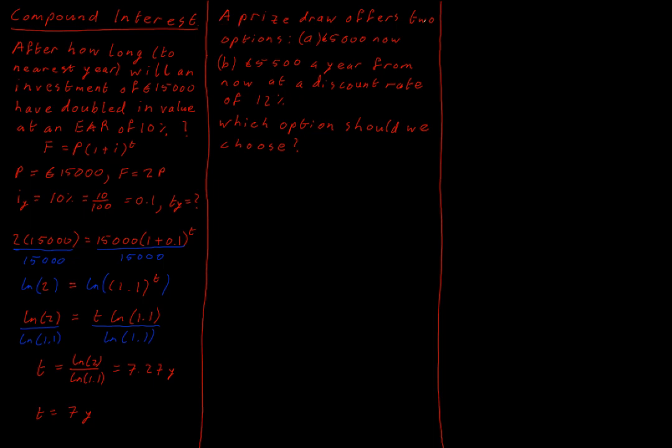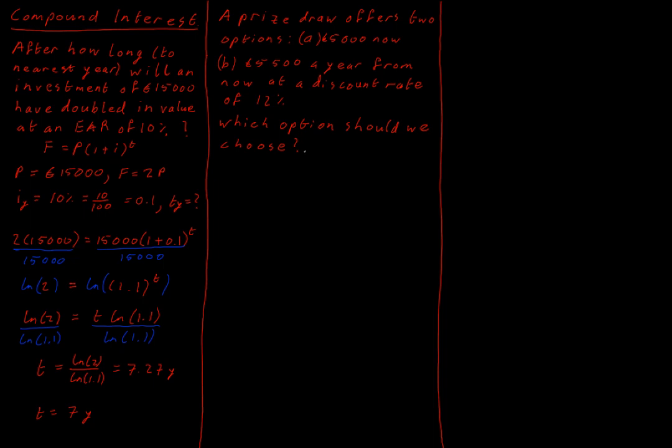So a prize draw offers two options. A, we get €5,000 right now in the present. Or B, we get €5,500 a year from now at a discount rate of 12%. A discount rate of 12%, again, if they give you a percentage, it means the interest rate. And if they don't give you any further context, it means it's a yearly interest rate. Which option should we choose?